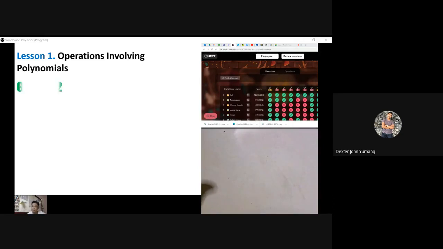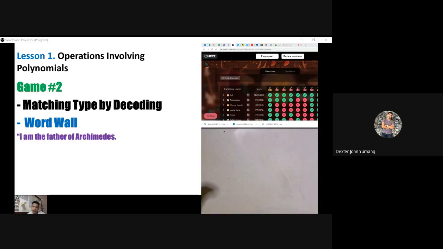So next, game number 2, matching type by decoding, using word wall. I am the father of Archimedes. So this is a 10 minutes activity. So overtime tayo ng 10 minutes dahil na late tayo. So the clue is I am the father of Archimedes. So I would like you to decode what are the answers here by solving the following.